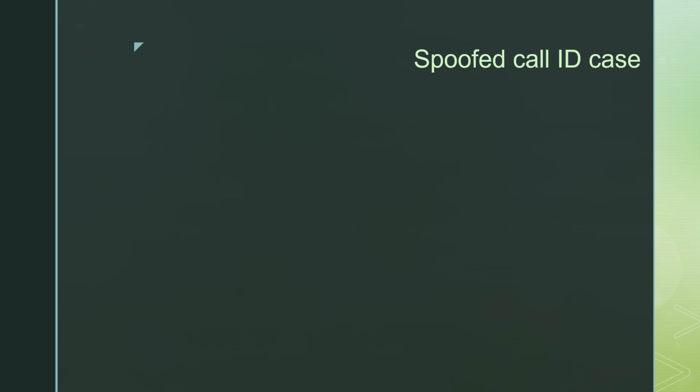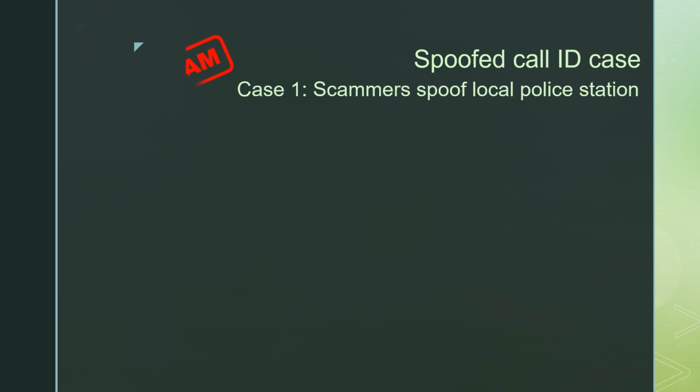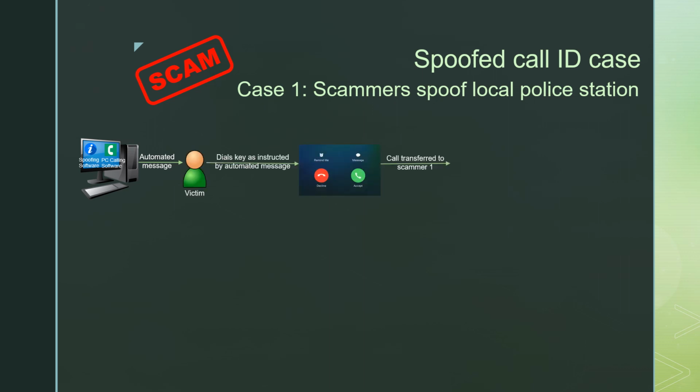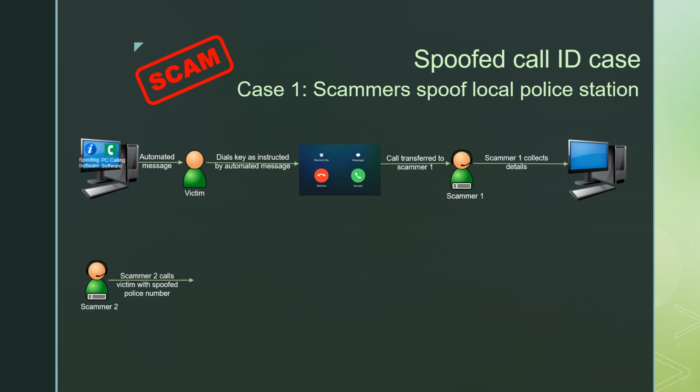Here is an example where a scammer has spoofed a local police station. In this example, the scammer first started with a robot call where the victim answered the call and dialed the key on the keypad as instructed. The call then transferred to scammer 1, who collected some details from the victim. Not long after, scammer 2 from the same organization called the victim, spoofing the local police station. Here scammer 2 convinced the victim that the victim was involved in money laundering and fraud and would need to pay large amounts of money for the victim's name to be cleared.